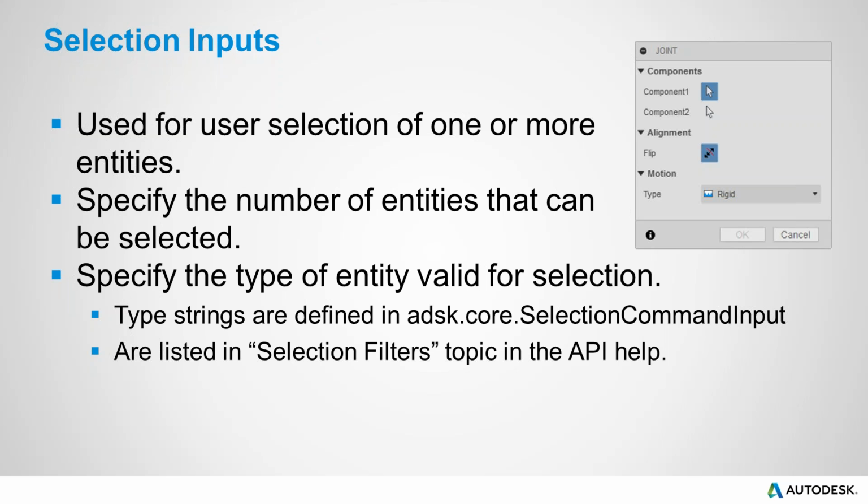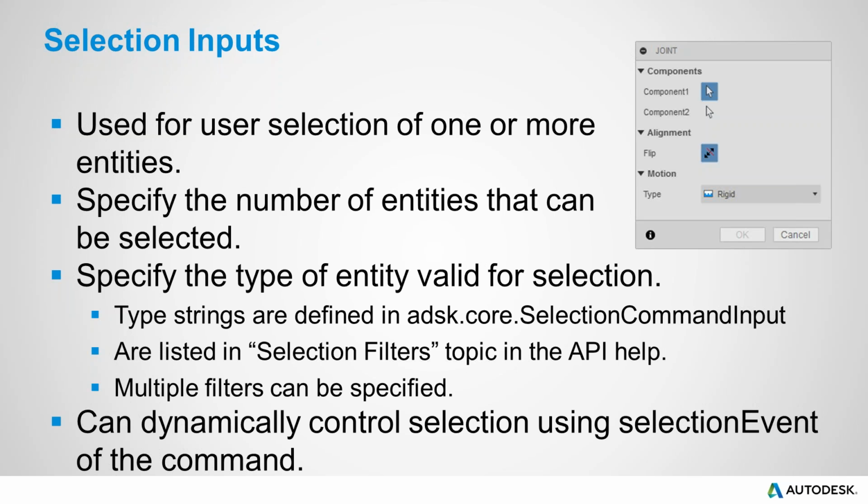So filters are defined just using a string. And so like for faces, it would be the string faces. And the selection input supports multiple filters. So I could say, okay, I want to pick planar faces and construction planes. And so you could do something like that.